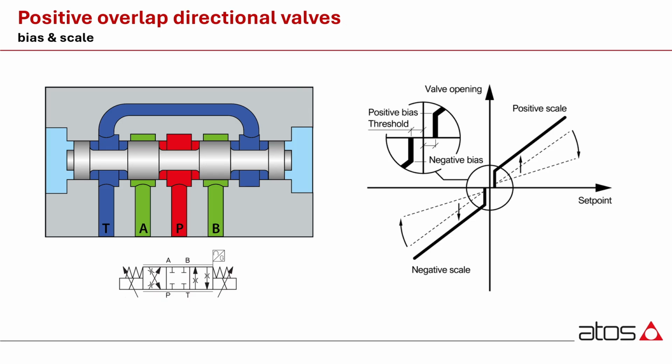The threshold works as a filter, helping to prevent unwanted spool movements due to electrical noise on the set point, when set to 0. In bi-solenoid valves, we set both positive and negative bias by two independent values.